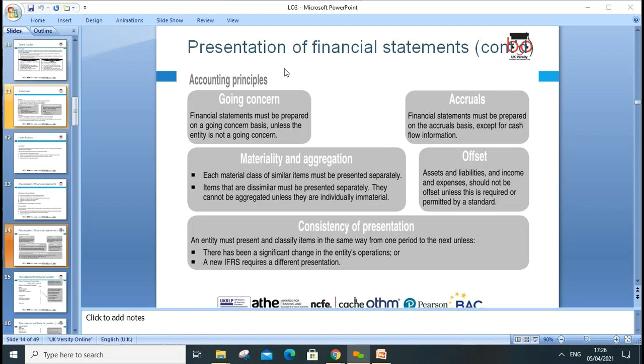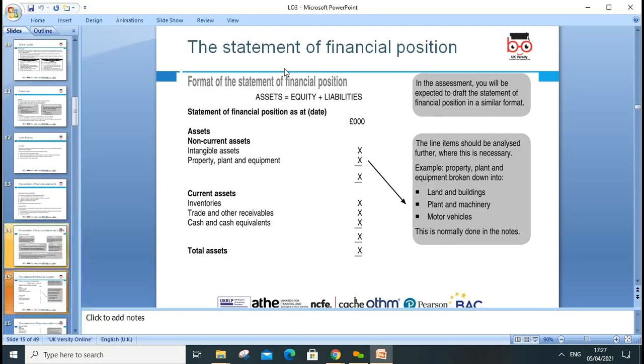Materiality means significant. If one transaction is £1 million of expenses, you can't keep it off the accounts, because that can be huge. So we should show all the material information. Offsetting: assets and liabilities, and income and expenses, should not be offset unless required or permitted by the standard. And for consistent presentation, we follow the same layout and the same costing principles.